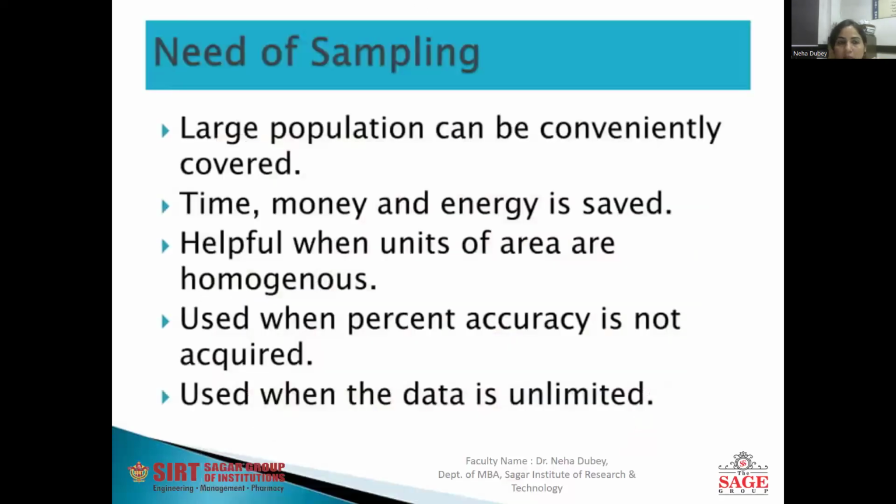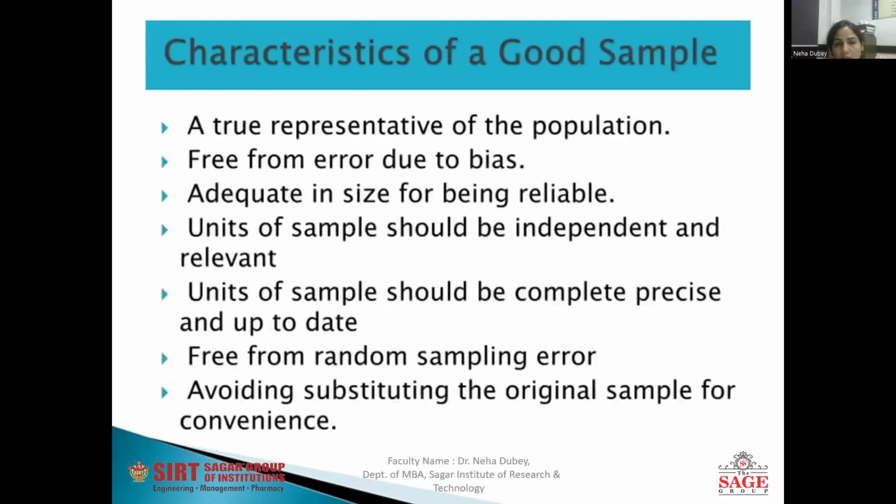The need for sampling: a large population can be conveniently covered. Time, money and energy are saved. It is helpful when the units or areas are homogeneous. It is used when percentage accuracy is not required, and used when the data is unlimited.